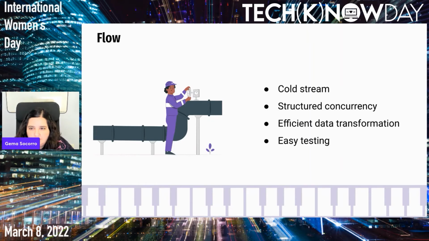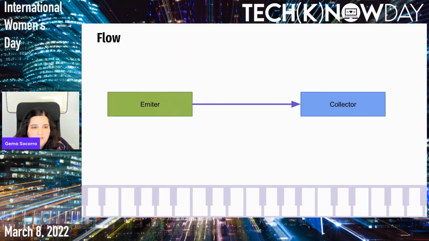It has structured concurrency, it has efficient data transformation, and it's really easy to test because you just have to put something to collect everything that is emitted and see if you are receiving the expected results. So it's pretty easy and it has a lot of advantages.